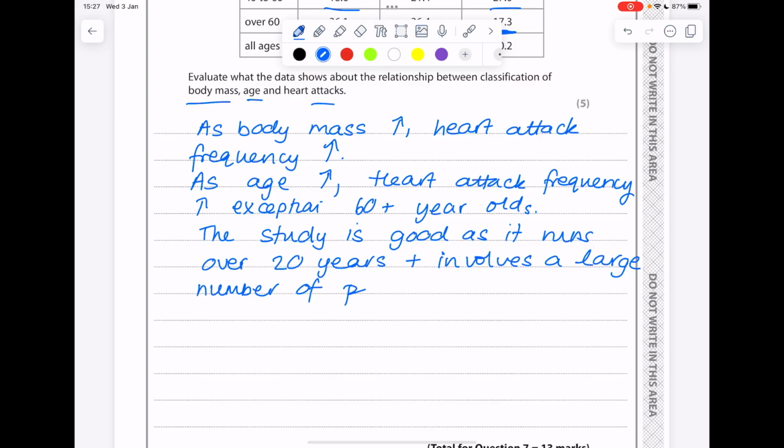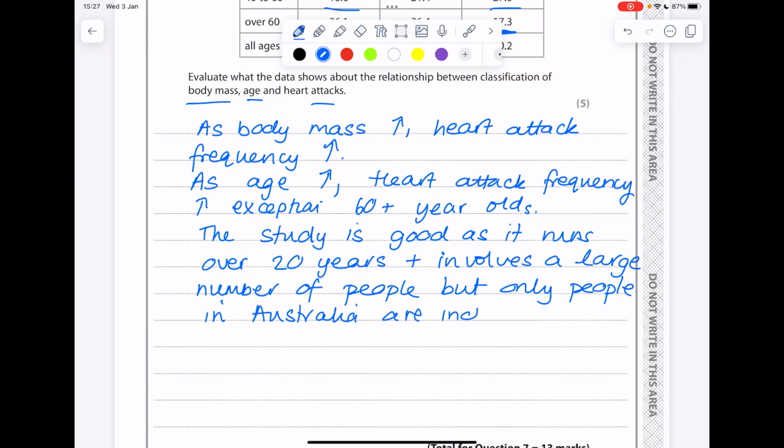What's bad about the study? But only people in Australia are included. And they don't include any underweight people either.